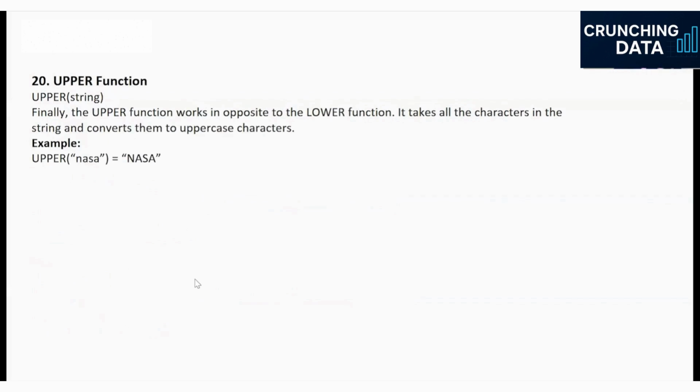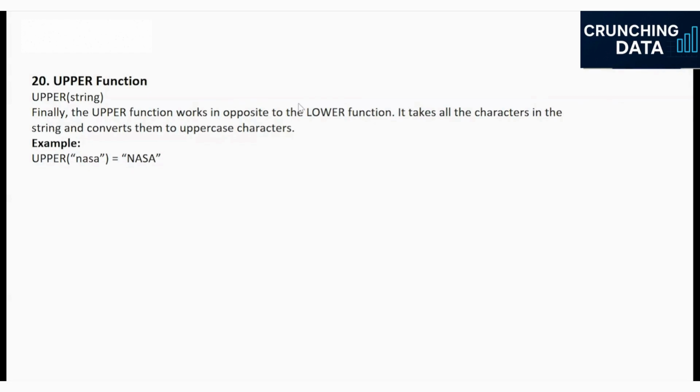The last one is the upper function. We have already seen how the lower function used to make the text lowercase. If you want to convert a particular text into uppercase format, you can pass it inside this upper function. Over here, you can see the example. I just have to pass a string inside this upper function, and I have passed NASA inside it, and it has returned the value in the form of a capitalized string.